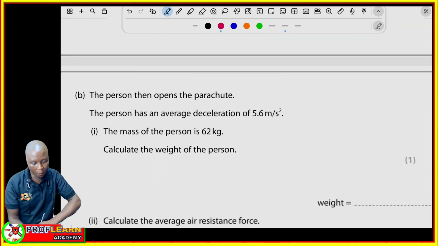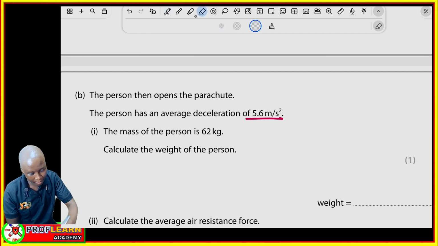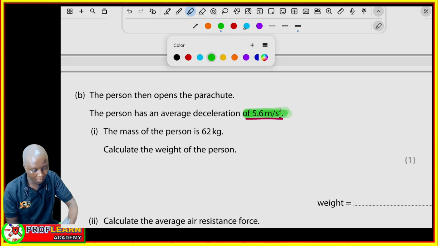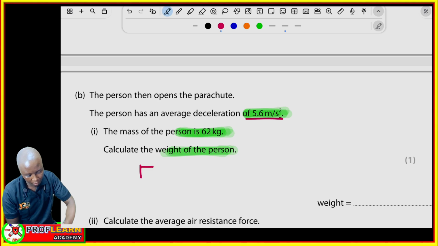A person then opens the parachute. The person has an average deceleration of this, so we have the person decelerating at this rate. And we are also told that the person has this particular mass of 62. Now, calculate the weight of the person. So we know that force is equal to MA.